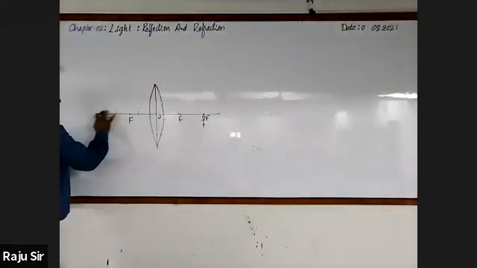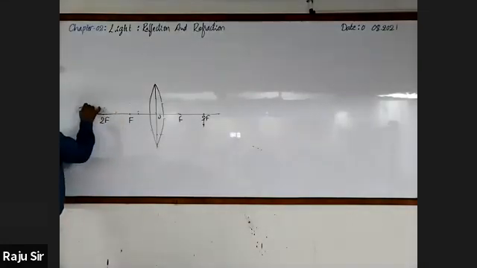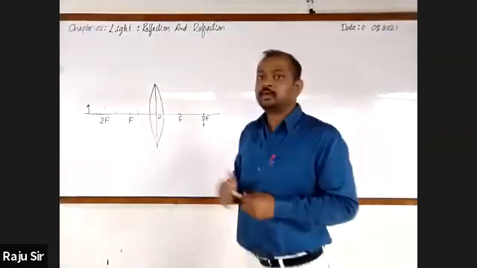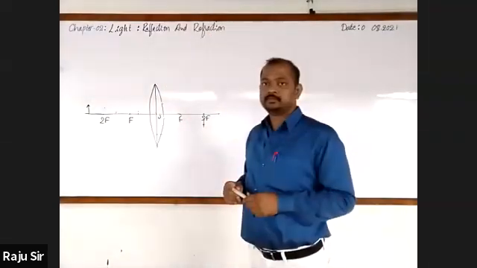Next, the object is to be placed beyond 2F. Image is formed between F and 2F on the other side of the lens.